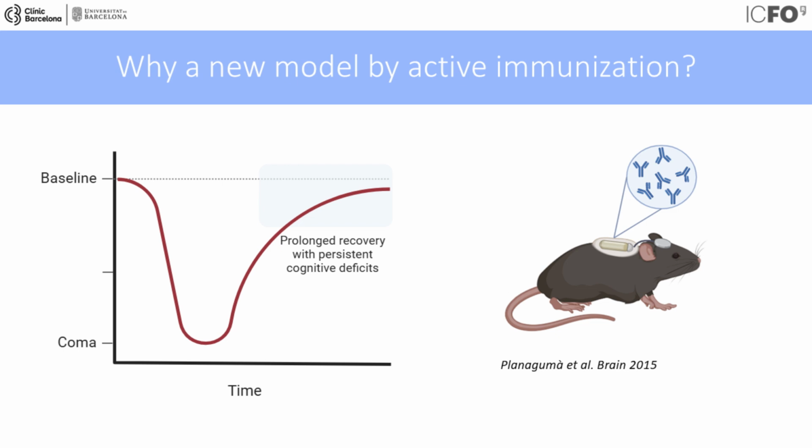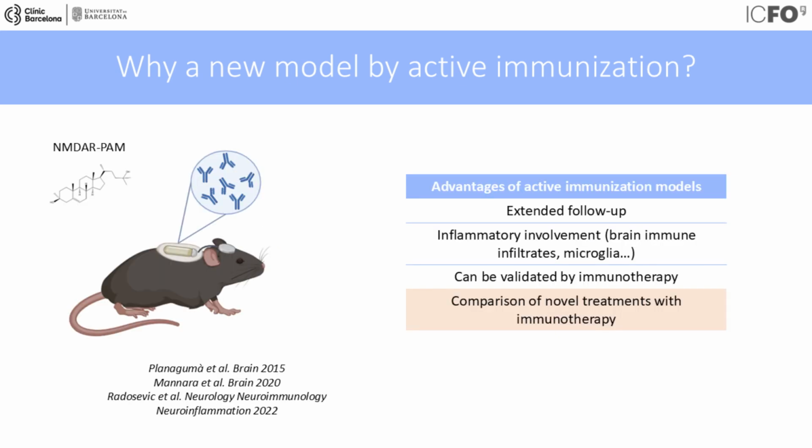The classical animal model of cerebroventricular infusion of patients' antibodies was very useful to characterize patients' antibody pathogenicity and to test a new treatment strategy. However, a new model developed by active immunization is needed, which will allow for an extended characterization over time, where mice have inflammatory involvement producing their own mutant NMDAR antibodies, and therefore this model will be a suitable platform to compare new treatments to immunotherapy.